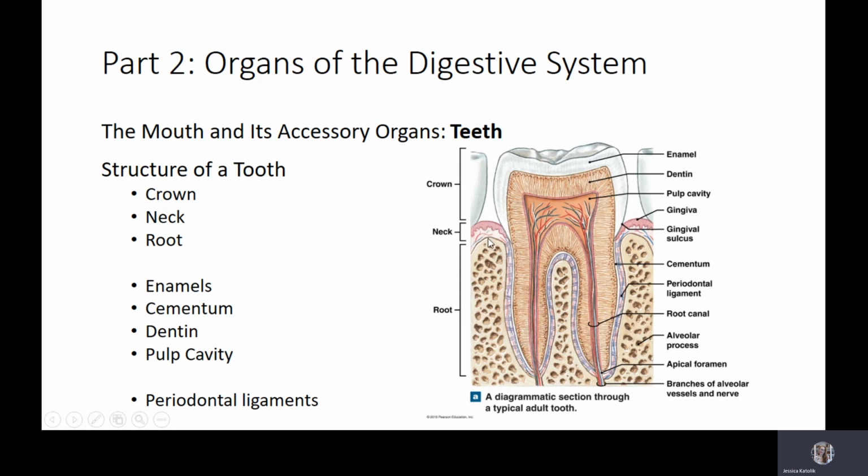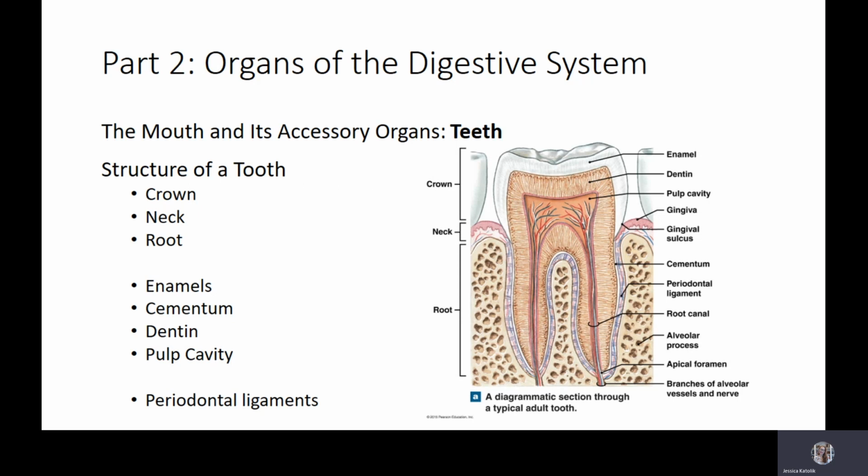We then have the neck. The neck is going to be the region of the tooth that is connected or embedded in the gums, or what we call the gingiva in anatomy. And then we have the root. The root is the part of the tooth that is embedded in the bone, the bone of the mandible or the maxillae, depending on if we're looking at the top teeth or the bottom teeth.